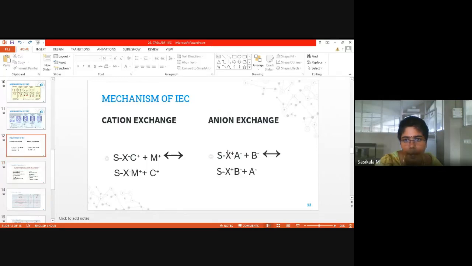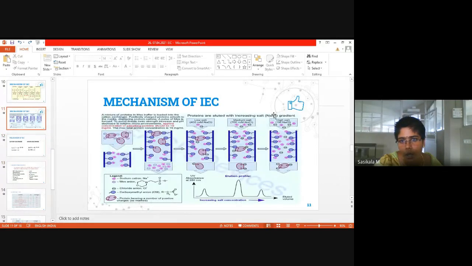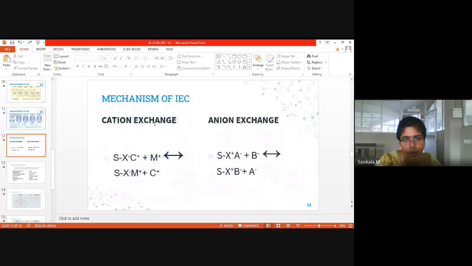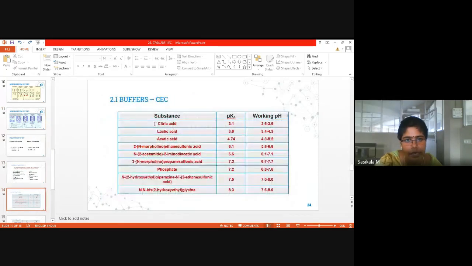What salt is added? Sodium chloride, 1 molar sodium chloride. Mostly sodium chloride is used for exchange purpose, since sodium ion will be active in cation exchange chromatography and chloride ion will be active in anion exchange chromatography. So sodium chloride is the salt used in the mobile phase. Proteins are eluted with increasing salt gradient. So what salt is added? Sodium chloride in mobile phase with organic solvent.